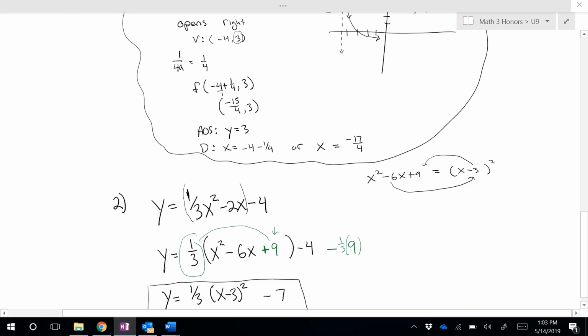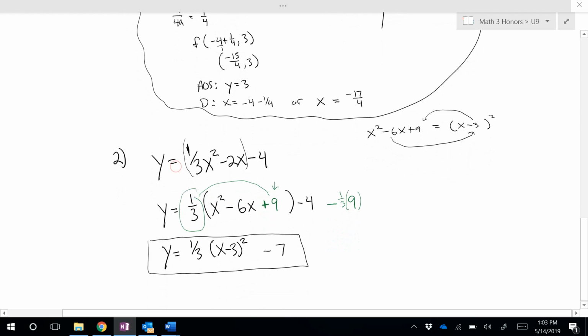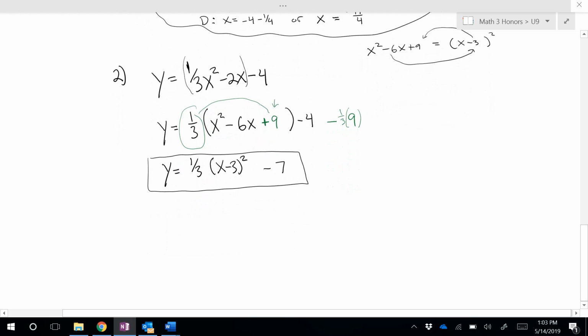This piece is to balance my equation off, because I'm adding something that wasn't there. So 1/3 times 9 is 3, right? So I'm going to have to subtract 3 over here. So that's what we're going to practice again, but that's where it's coming from.